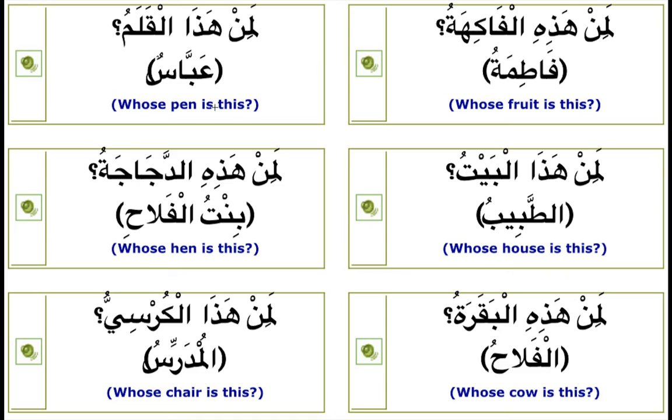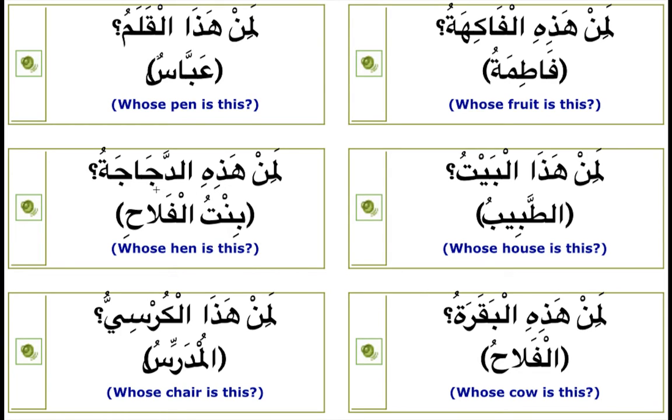So liman hadal qalamu. To whom does this pen belong? We got the answer here. Abbasun. How do we say? Hadal qalamu li Abbasin. Li Abbasin. Abbasun becomes Abbasin. So all your knowledge will come together in understanding the whole sentence properly inshallah.